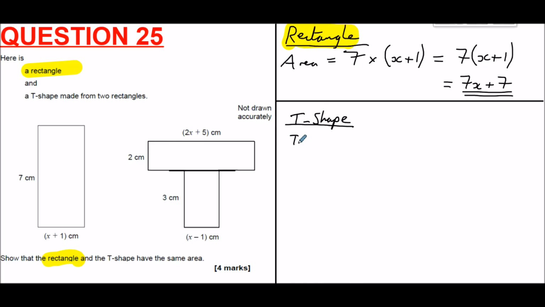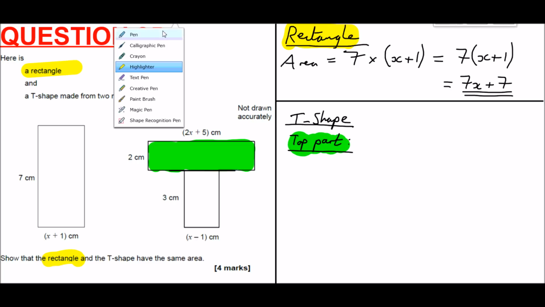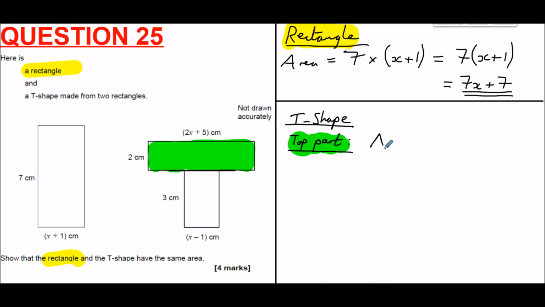So the top part of it, again, if you think of the top part as being a rectangle, we can apply the same formula to work out the area of a rectangle as we did for the first rectangle. It's just going to be different measurements, but it's the same idea entirely. And so the top part, the area, will be the length multiplied by the width, and so 2 multiplied by 2x plus 5.